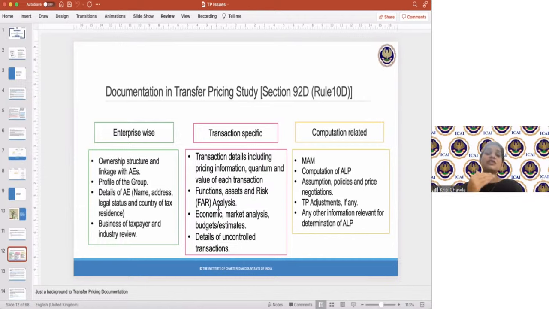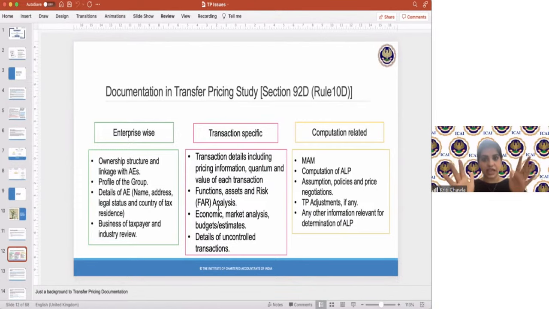So now, so as to say that TNMM is the best method, you'll have to cross other methods also. Meaning to say that if you feel that for transaction one, TNMM is the best method, then what you do is you tell them why CUP is not the best method. You also tell them why CPM is not the method. You have to tell them why RPM is not the best method. You have to tell them why PSM is not the best method. You have to tell them why other methods are not the best method, and then tell them that TNMM is the best method. So meaning to say that to accept one method, you have to provide a reasoning to reject all those other methods, that way.